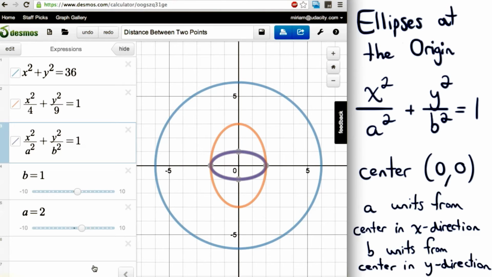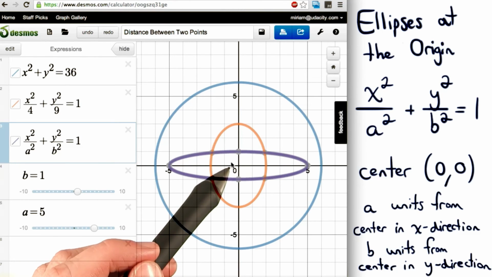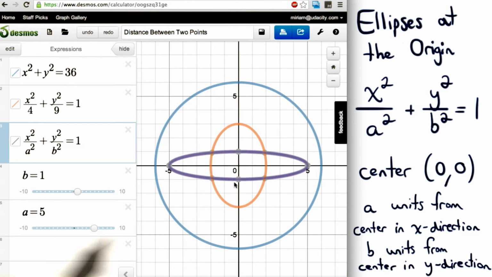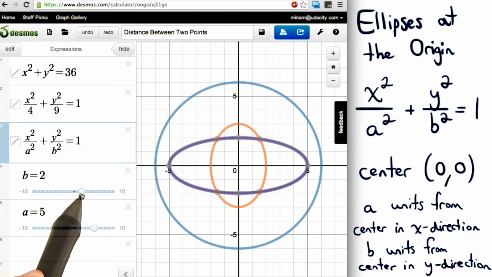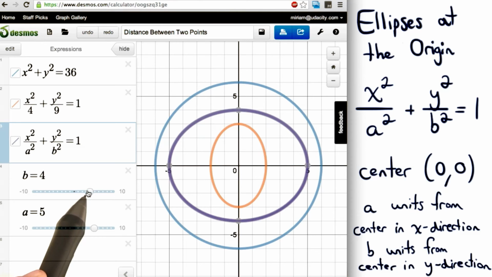And we could keep stretching our ellipse. We could have an a value of 3, an a value of 4, or an a value of 5. Since the a value is underneath the x squared term, that's the direction it stretches in. In order to stretch the ellipse vertically up and down, we want to adjust the b value. We can make the b value be 2, or 3, or even 4.